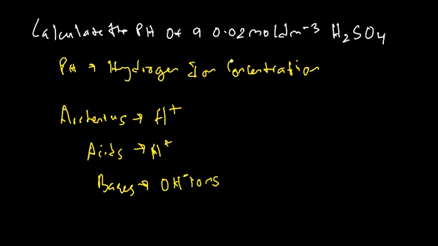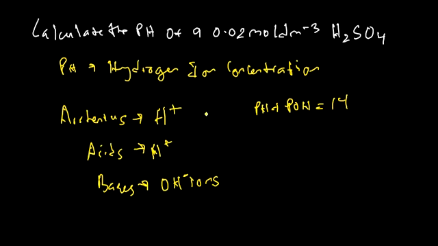Now pH and pOH are related with this formula: pH plus pOH is equal to 14. So if you are asked to calculate the pOH of an acid, you calculate the pH and then you subtract it from 14, and then you get your answer.